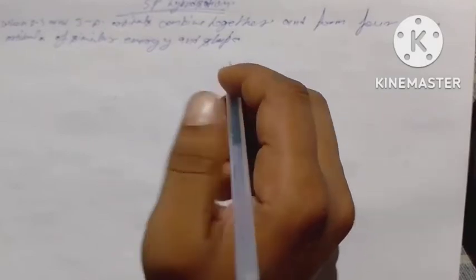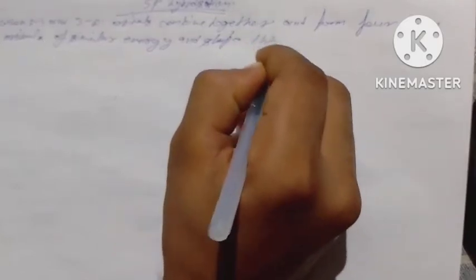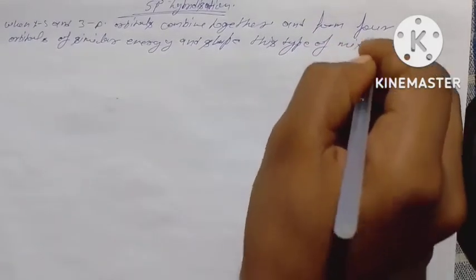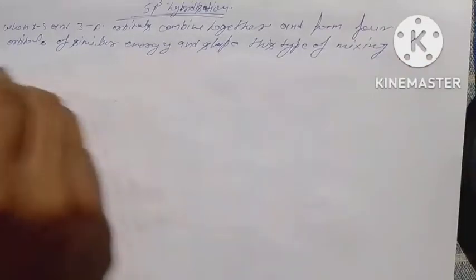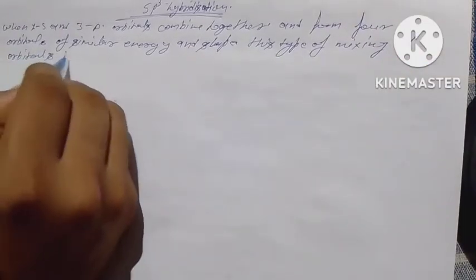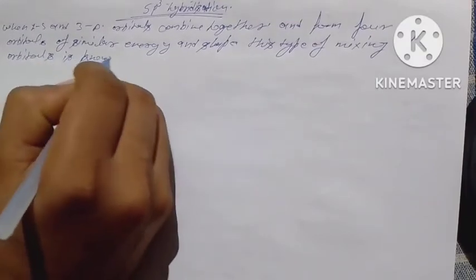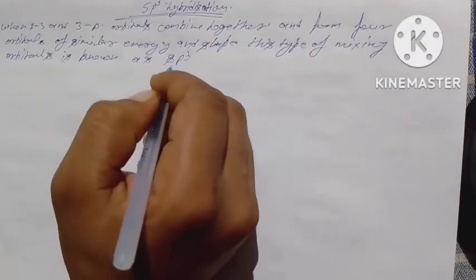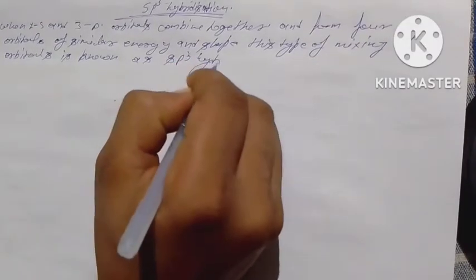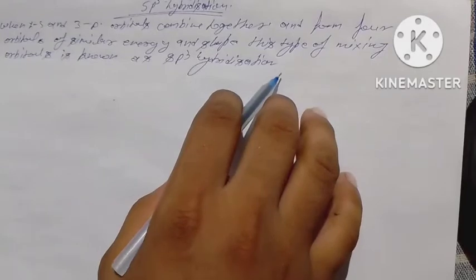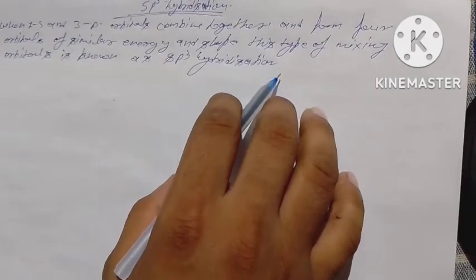This type of mixing of orbitals is known as sp3 hybridization. And the hybrid orbitals thus formed are called tetrahedral hybrid orbitals.